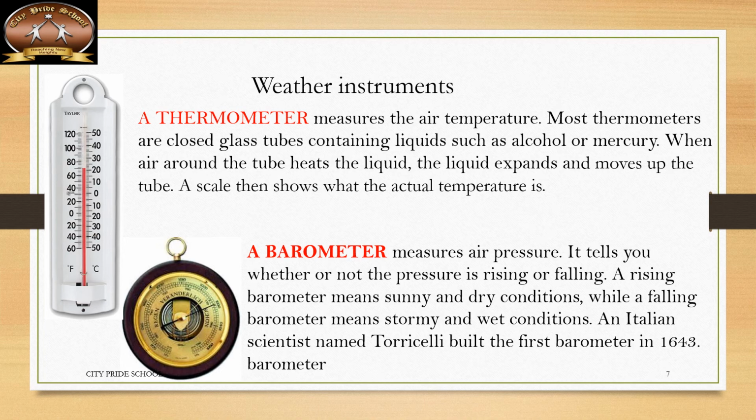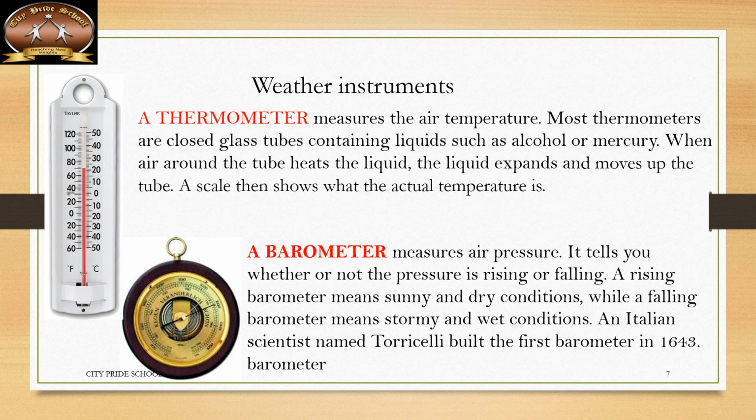There is also a thermometer which measures the air temperature, whether the temperature of the air is more or less. And how does this happen? The air around this thermometer heats up. This expands the liquid, and the red line which you see extends up and moves up the tube. The scale then shows the actual temperature.